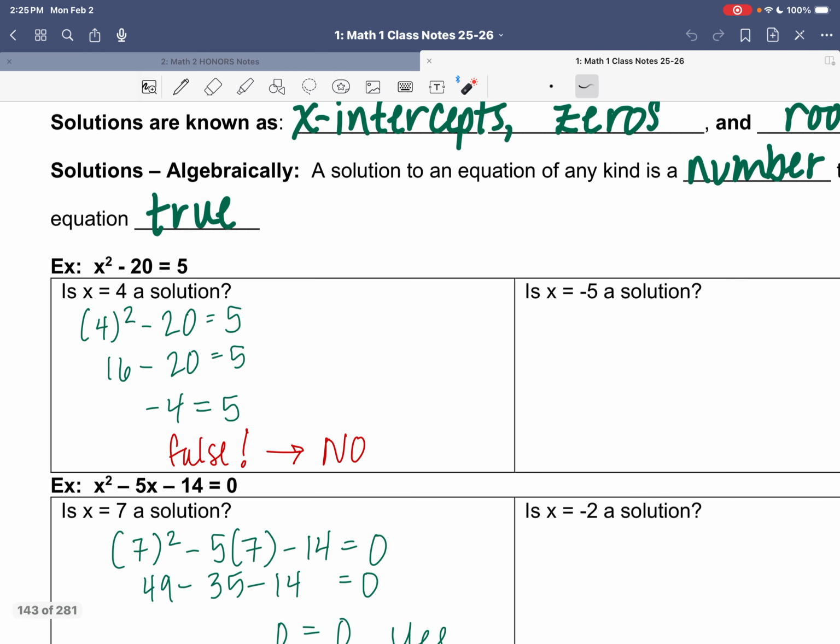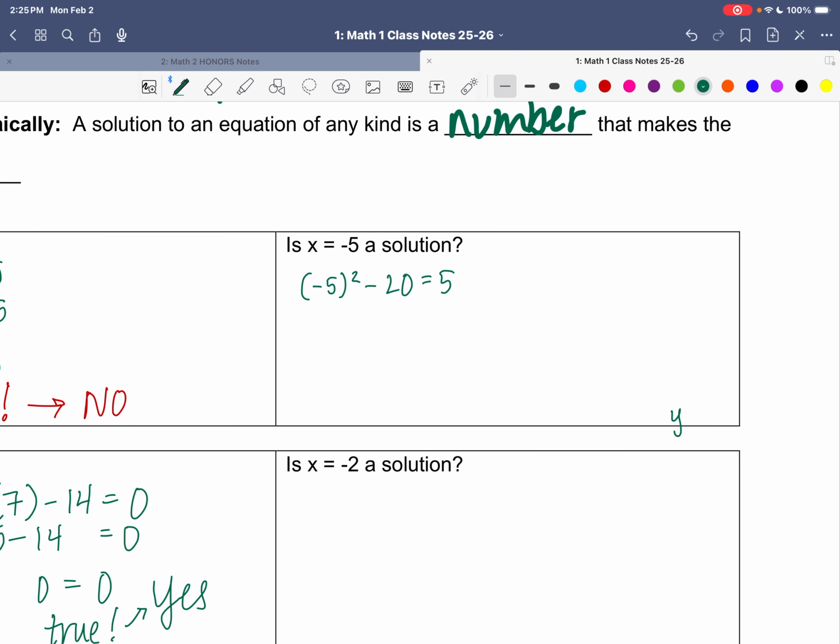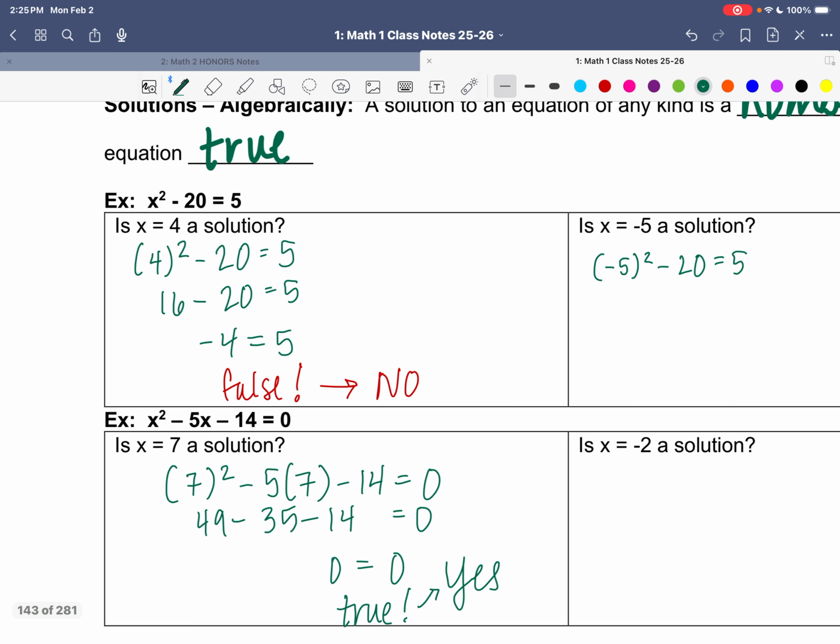All right, now be careful when you have negatives here, because if you were to do it this way, remember, it's still in parentheses. And then go ahead, and I want you to try that one, and if you did it correctly, the answer should be yes. So show the work to prove it.